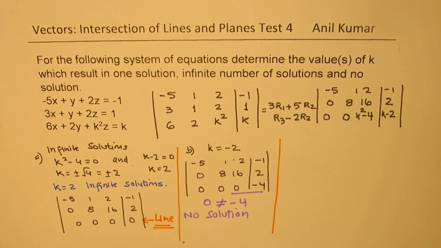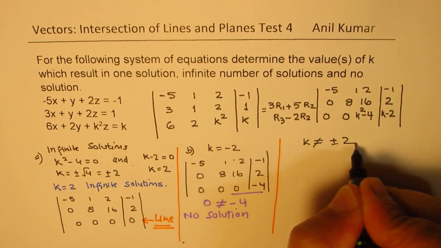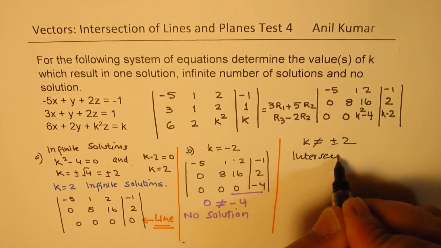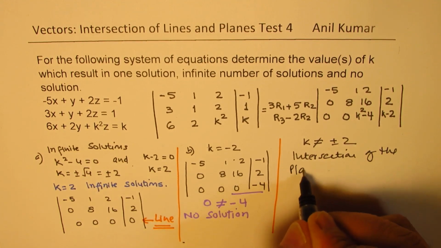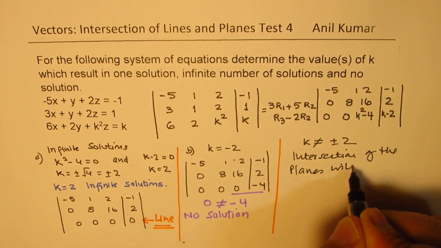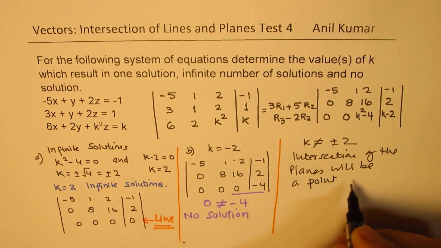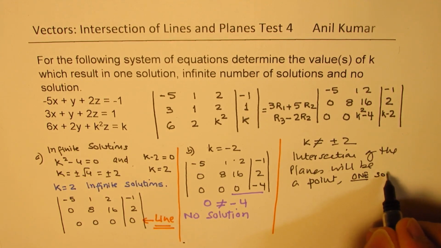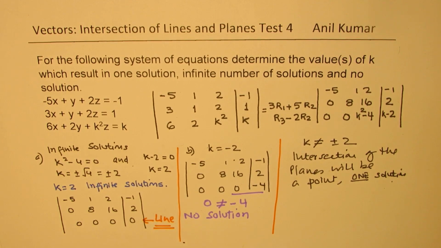Now anything else, so if k is not equal to plus minus 2, then the intersection of the planes will be a point, right? So we have one solution. So that is one solution. Is that clear to you, right? So that is how we could actually solve this particular question.